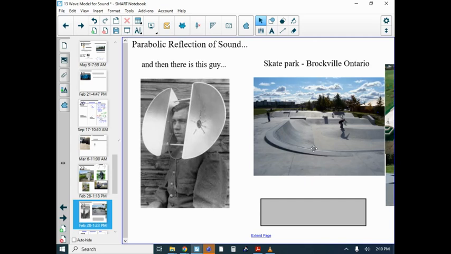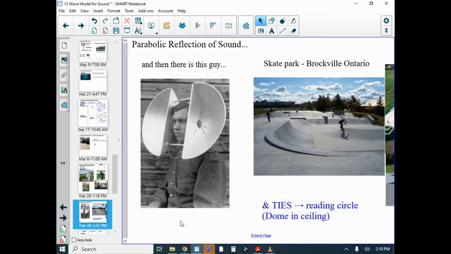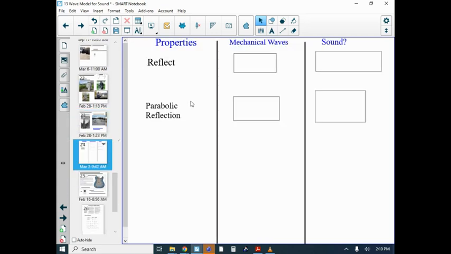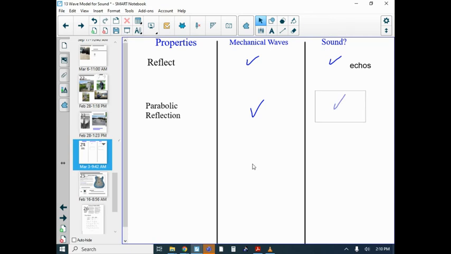The skate park in Brockville apparently has a spot where you can really hear yourself talking, because it's like a parabolic reflection of sound as well. In an elementary school near me, there's a reading circle, and there's a dome in the ceiling. So the teacher is talking, and it focuses the sound of the students. It's real stuff. So reflection, obviously happening, parabolic reflection, yup, and so on.